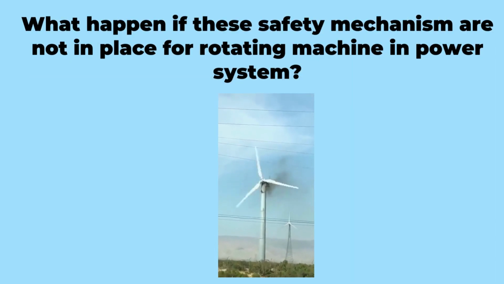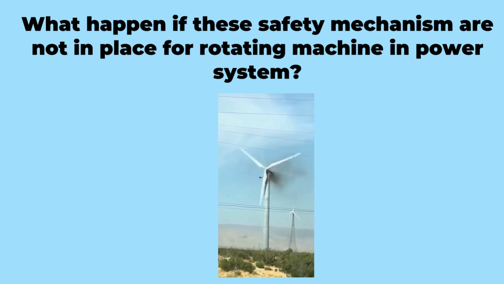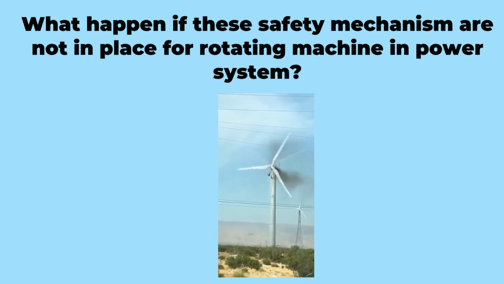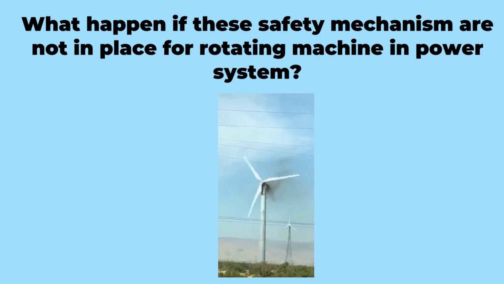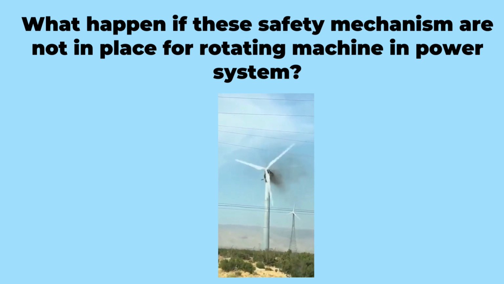Let's explore the consequences that can arise when frequency-based safety mechanisms are absent from a power system. To illustrate this, we'll take a closer look at the scenario involving a windmill without any mechanism to control its operation during high wind speeds.